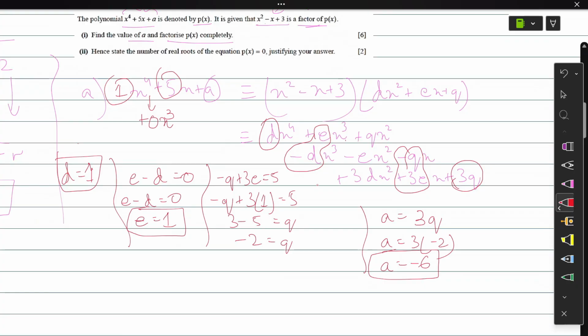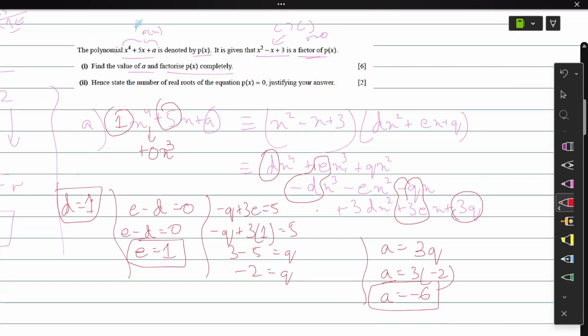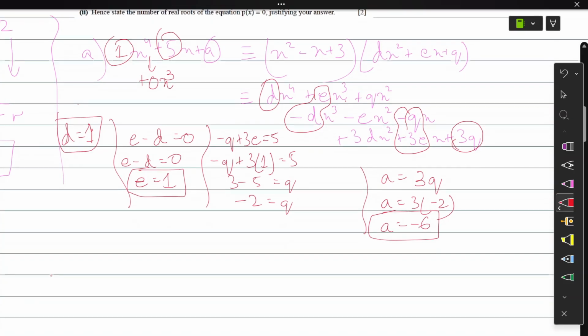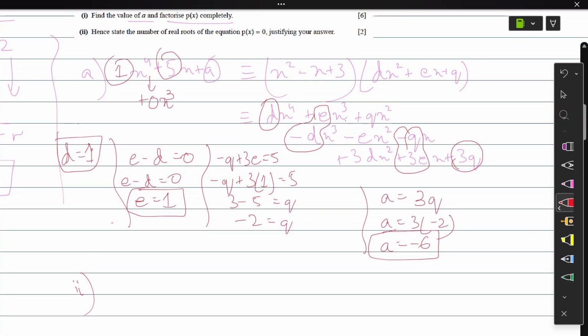See, you can just mostly do comparing coefficients. That's how I was taught as well. Part 2. Here we go. Part 2 states, hence, so we need to use the previous answers to state the number of real roots of the equation p of x equals 0.